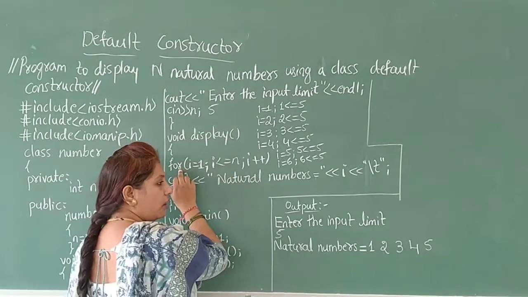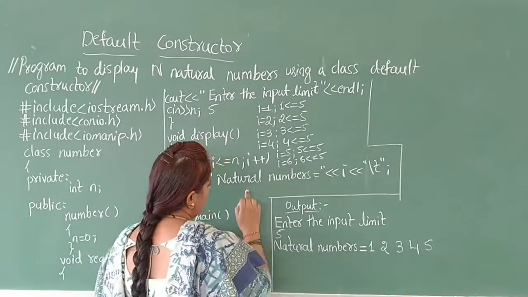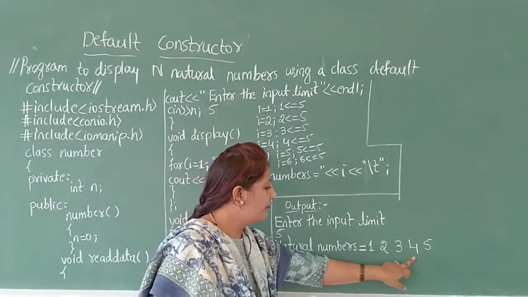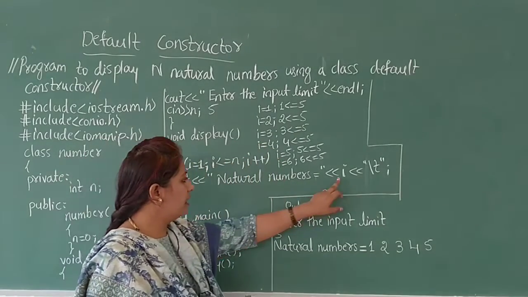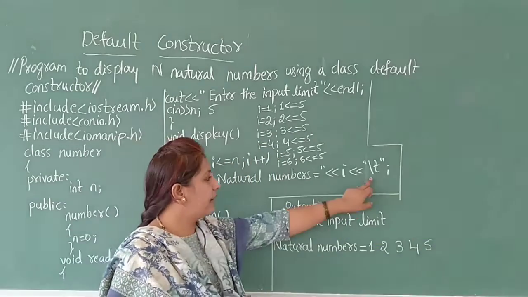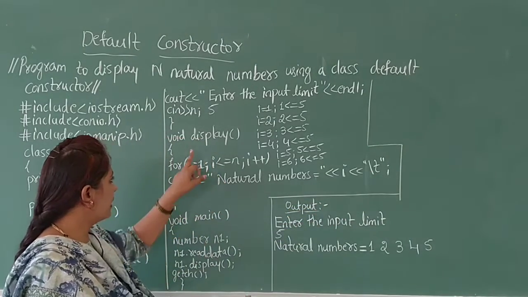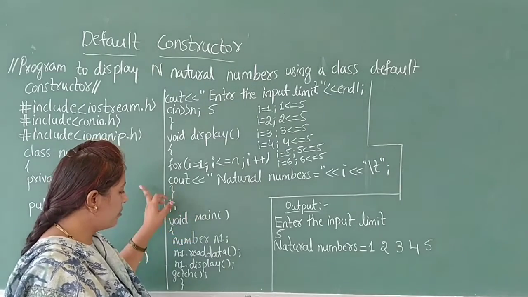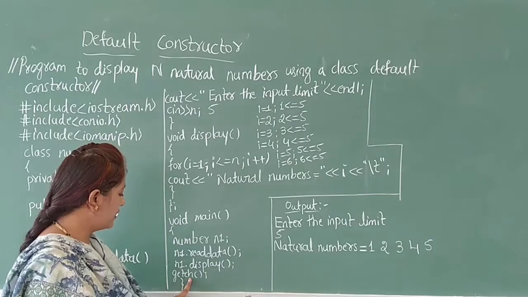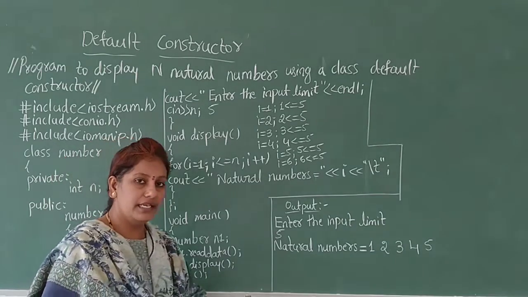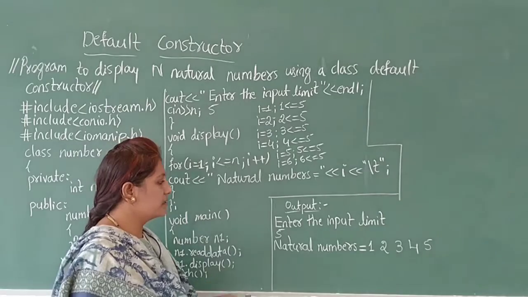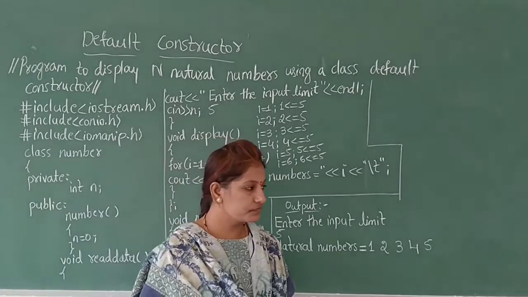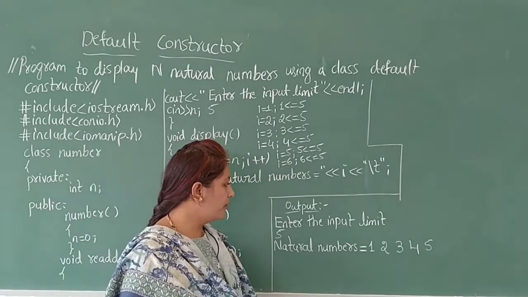Then it ends the for loop and it displays the n natural numbers 1, 2, 3, 4, 5 using the i value with tab space, and ends the display member function and the class, and goes to the main function. The next statement is the getch function, which holds the output characters on the screen, and program execution ends. This is the final output of this program.